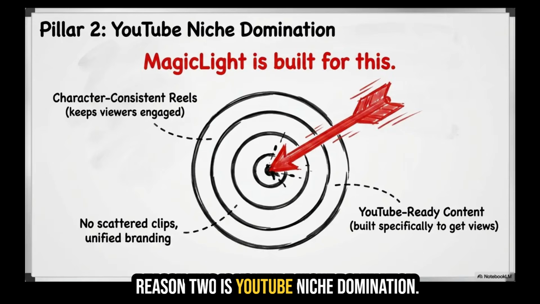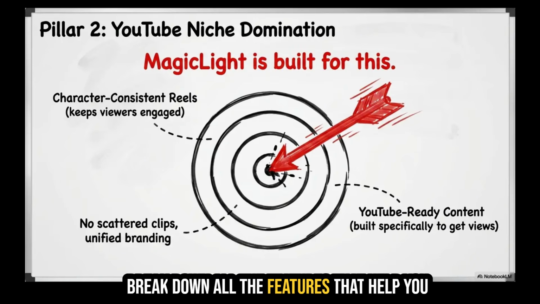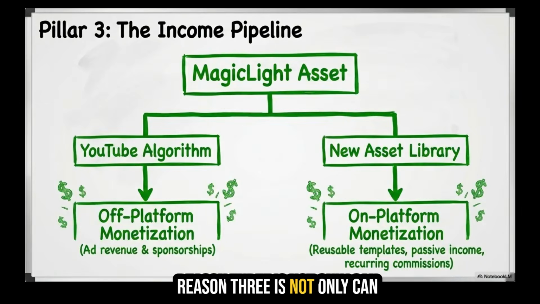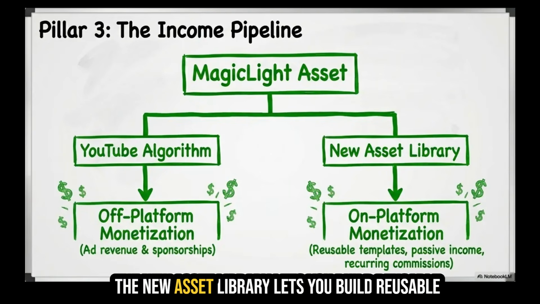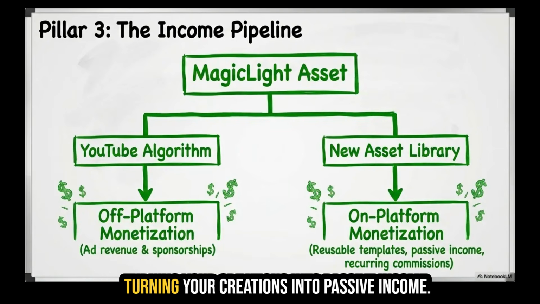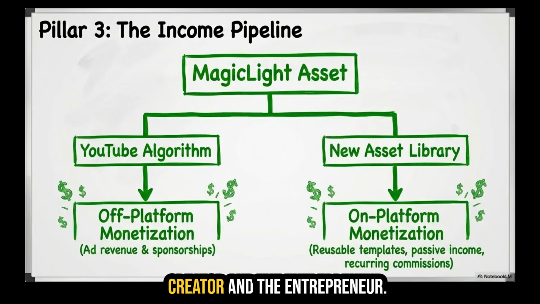Reason 2 is YouTube niche domination. MagicLight is built for this, so we're going to break down all the features that help you create YouTube-ready content that gets views. Reason 3 is not only can you monetize off-platform, but you can monetize on-platform. The new asset library lets you build reusable templates and sell them inside of the platform, turning your creations into passive income. So this is perfect for both the content creator and the entrepreneur.